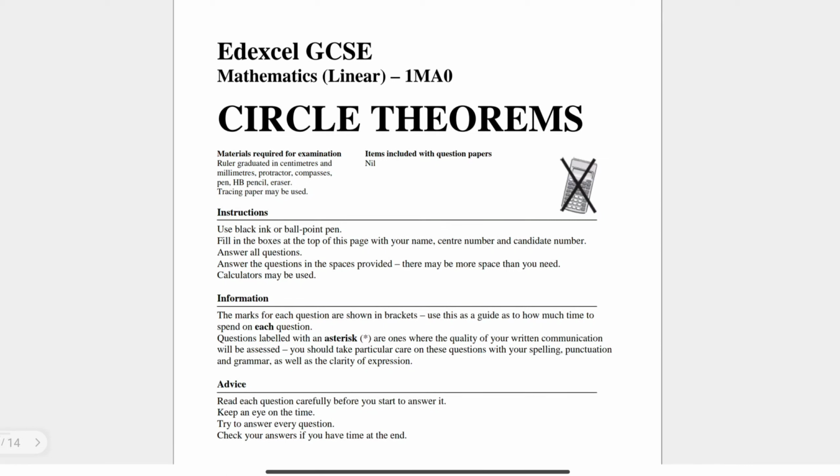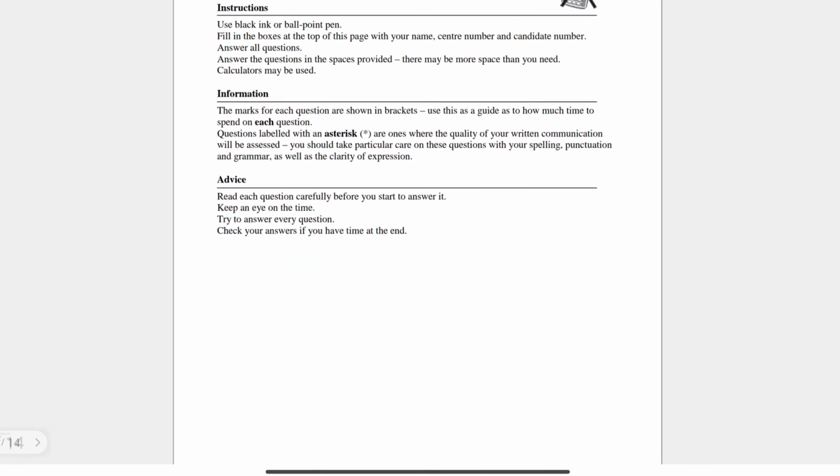Hi guys, today we shall be looking at the circle theorems from the EDX GCSE curriculum. So first of all, let me talk about the parts of a circle. So this is a circle. From the center of the circle, first of all, the outer part of the circle is called the circumference.